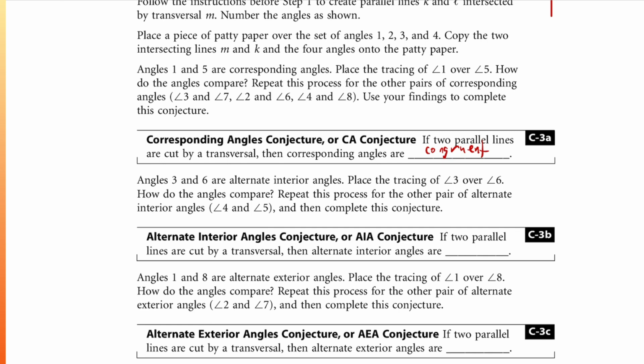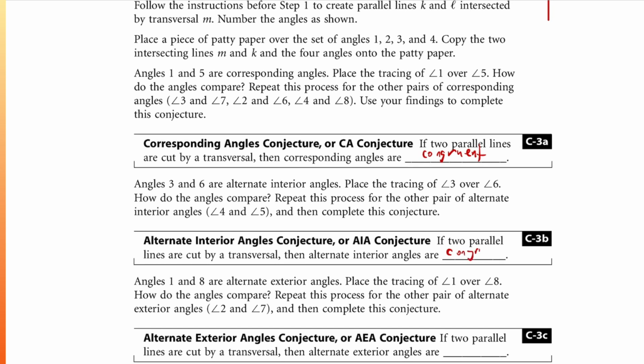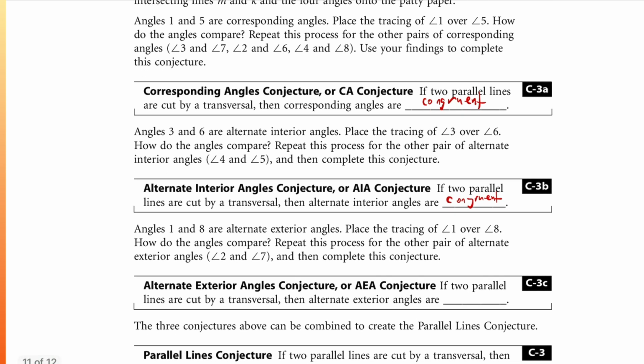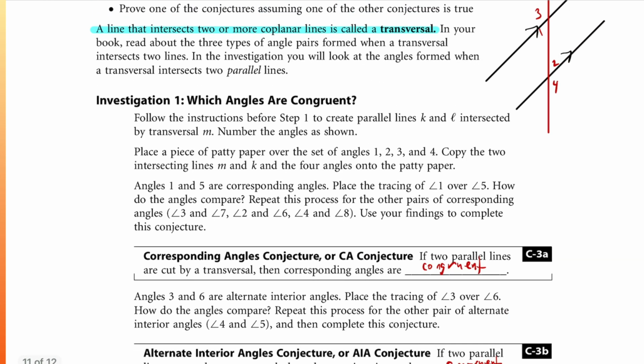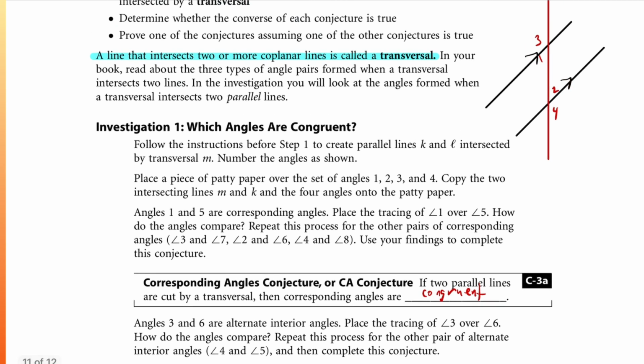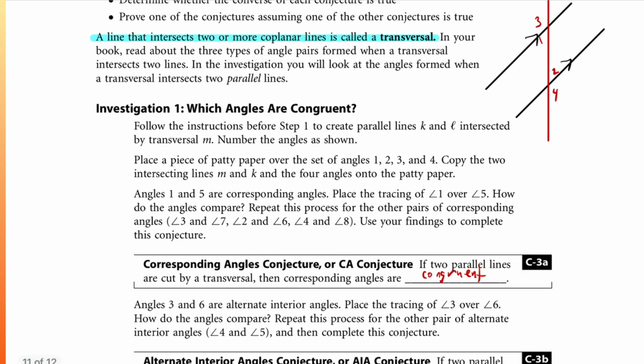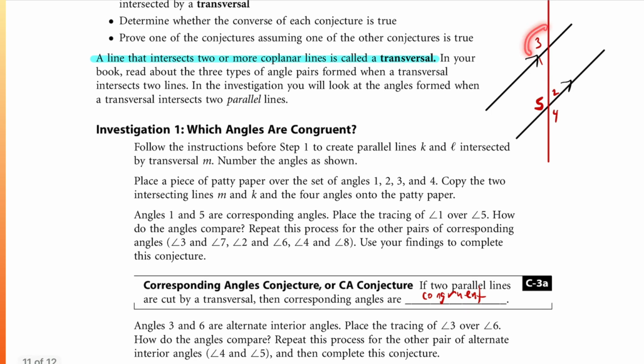Alternate exterior angles. That's what we drew up here. So these are alternate interior, those are congruent. Alternate exterior, those are congruent. And then corresponding angles would be 3 and 5. So this one corresponds to this one. Those would be corresponding angles. Those are also congruent. So we already know that alternate exterior angles are congruent as well.